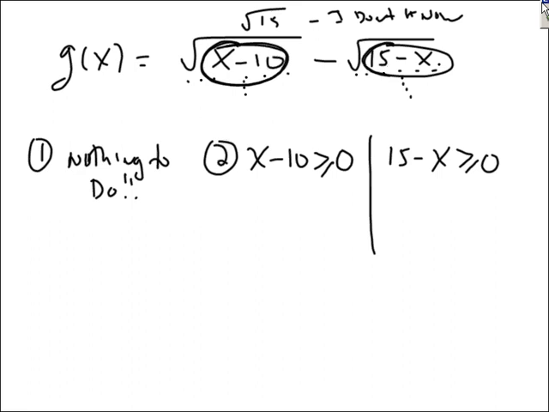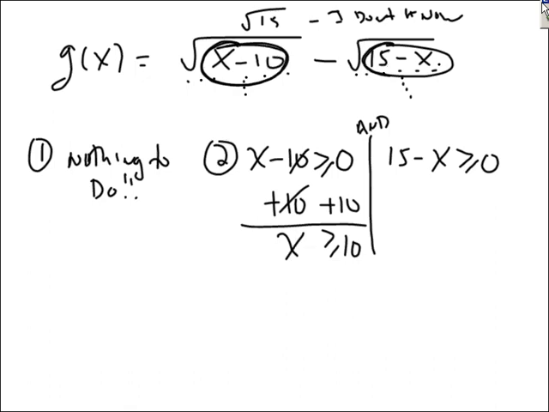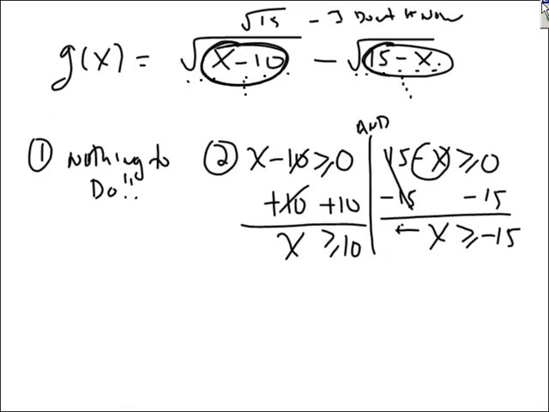Okay, so at the same time, that means and, at the same time, x minus 10 must be greater than or equal to 0, and 15 minus x must be greater than or equal to 0. You add 10 to both sides. 0 plus 10 is 10. On the left side, you just get x. x must be 10 or more. You take away 15 from both sides, maybe. You get negative x, because this cancels out, is greater than or equal to negative 15. But that doesn't say x, it says negative x, and we want it to say x.